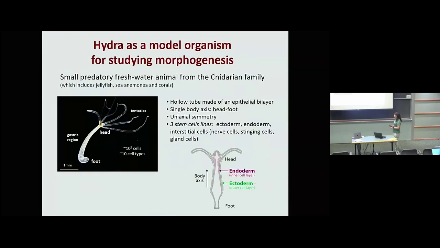Okay. So for this work, we use the Hydra as a model system. The Hydra is a small predatory freshwater animal. It's about 1 centimeter long, and it has a very simple body plan. The body is formed of a hollow tube with a foot on the one end and a head on the other. The head is surrounded by tentacles that it uses to catch prey. And this hollow body tube is comprised of 2 cell layers, which I'll return to in a moment.